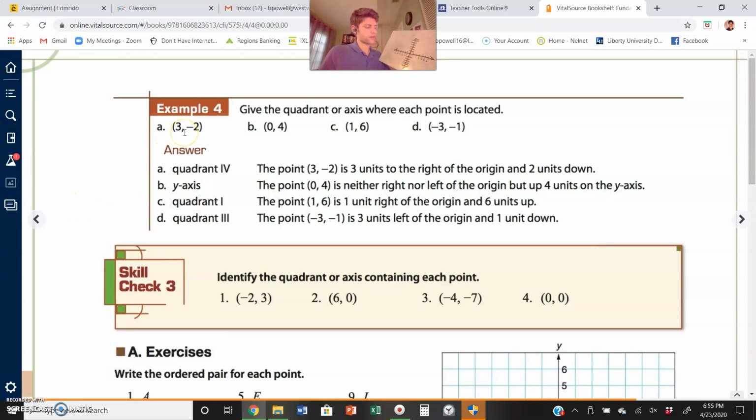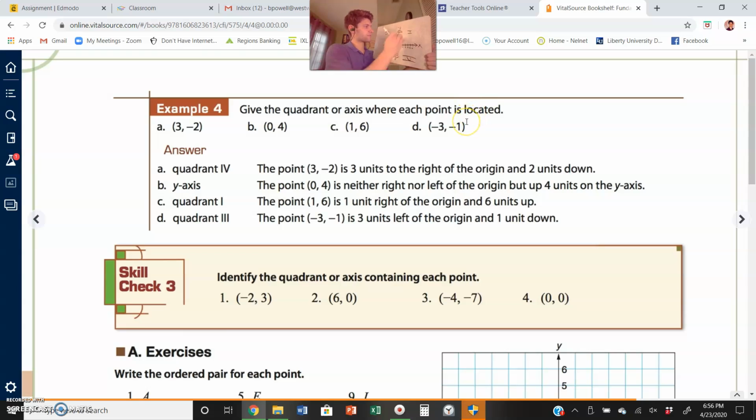But notice, if we were to plot the point 3, -2, we would go 3, then down to -2, and notice which coordinate that's in. 1, 2, 3, 4. So it's in quadrant 4. That's number 1. Number 2 is 0 doesn't go anywhere on the x, but then goes up to 4, so it's on the y-axis. So this point would be on the y-axis. Letter C, 1, 6. So we go over to +1 up to 6. This point is in the first quadrant.